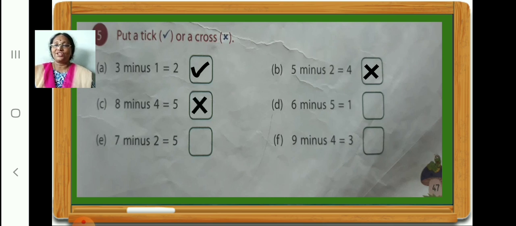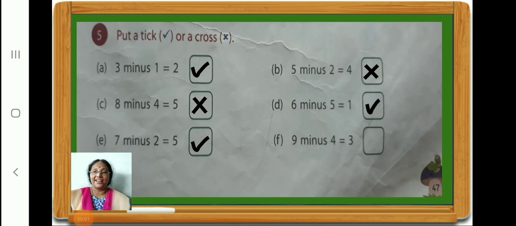Now, let's do the next. 6 minus 5 is equal to 1. Is it correct, children? Yes, it is correct. So, put a tick. Now, let's move on to the next question. 7 minus 2 is equal to 5. Is it correct? Yes, it is correct. So, put a tick.